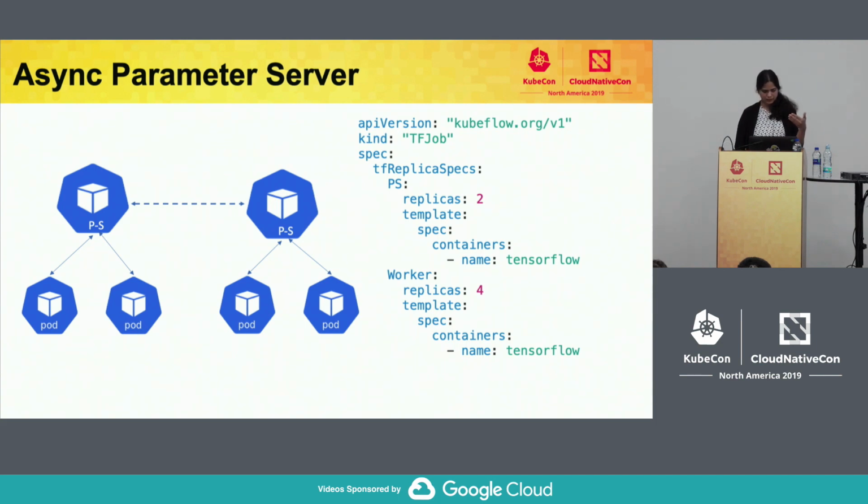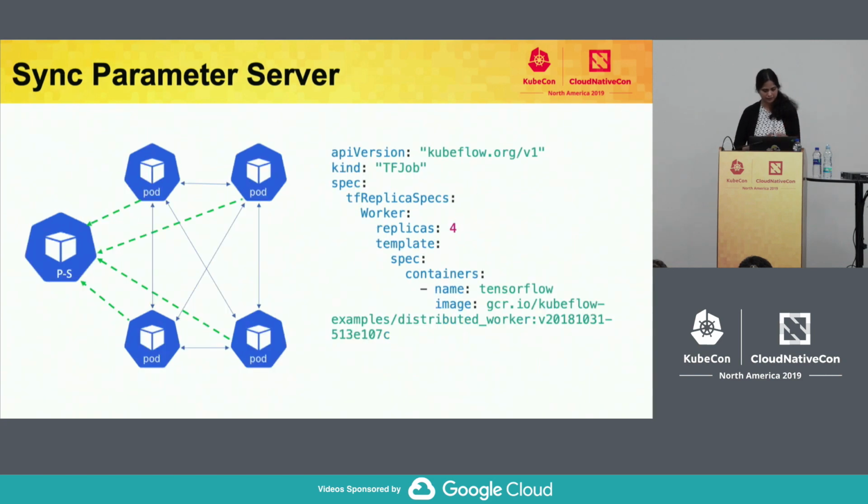If you want to change from this model of asynchronous parameter servers to a synchronous model, it's as simple as removing the parameter server spec in your TFJob specification. So it's almost identical to the previous specification that we saw. You just remove the PS section, and I've increased the number of replicas here just to make the picture look nice. So we have 4 replicas. There is no explicit parameter server here, but all the pods are communicating with each other all the time.